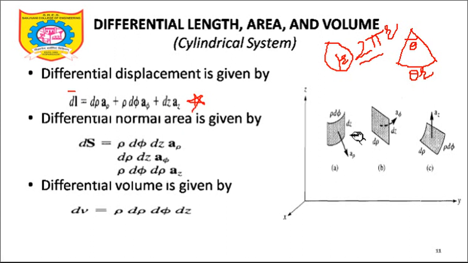Let's look at those surfaces once again. Z is varying, phi is varying. So it is d phi dz, but rho comes with the phi. So rho d phi dz, rho d phi dz a rho bar. How to understand that? Forget about the rest for the time being. If it is a d phi dz plane, the third unit vector, which is normal to that plane, will be a rho bar. So it is rho d phi dz a rho bar.